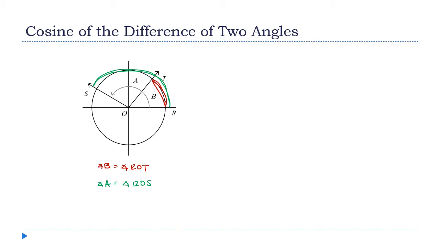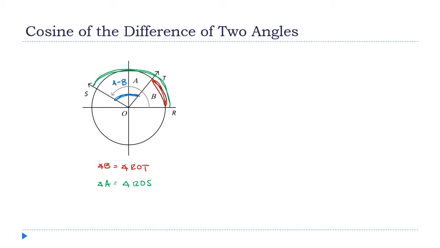Okay, and the angle that I'm interested in, because remember our goal, we want to talk about angle A minus B and what is its cosine. So the angle that I'm interested in here is this one. That angle is A minus B. All right, and here's what I'm going to do. I'm going to redraw this.